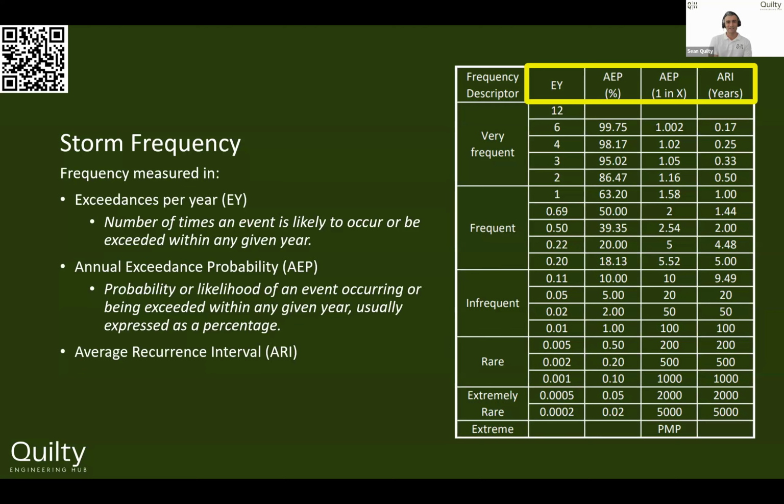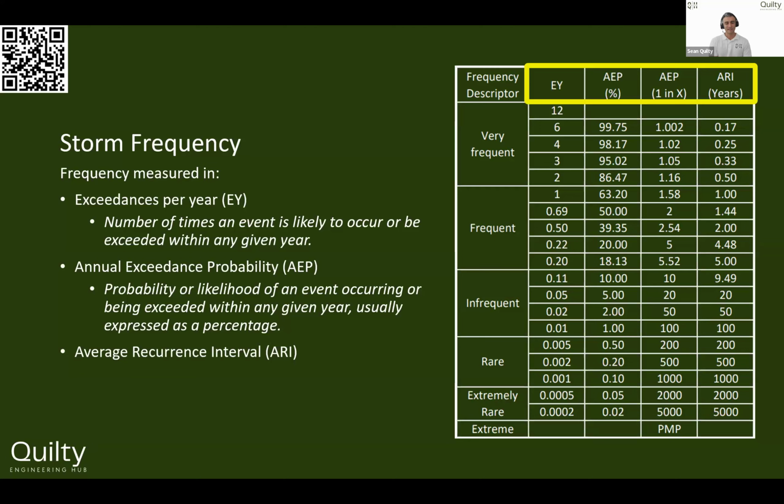As an example, if you had a design storm with a value of 4 EY, 4 exceedances per year, you're likely to see that storm 4 times within the year. If you spread that out on average over the year, that might be every 3 months. Every few months, you'd see this particular storm. So that's showing you that's very frequent, right?